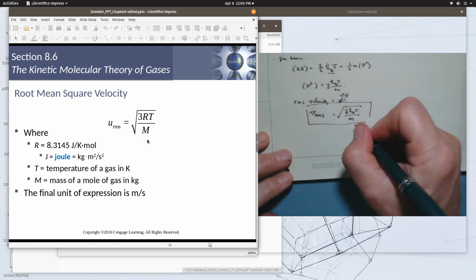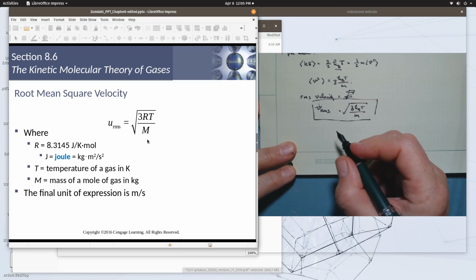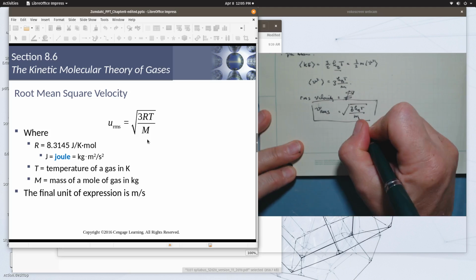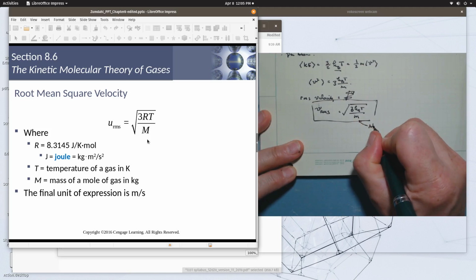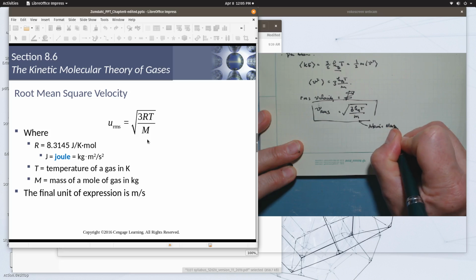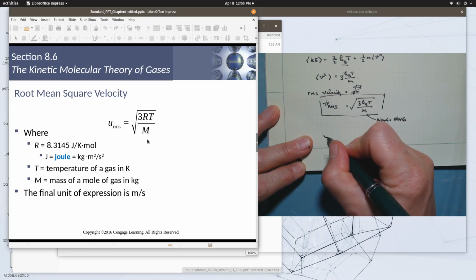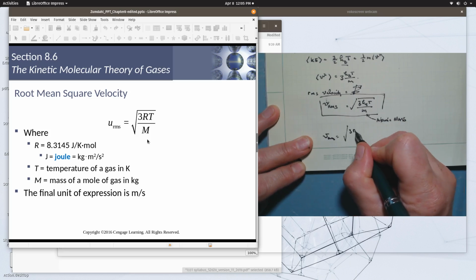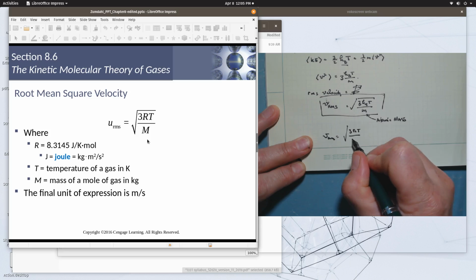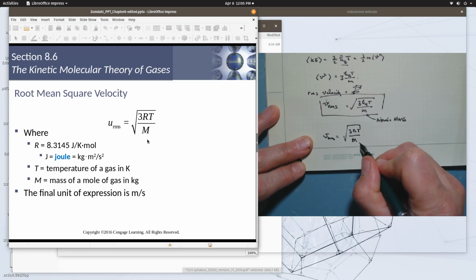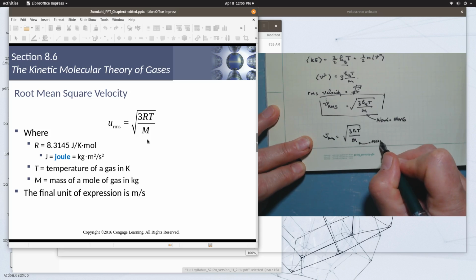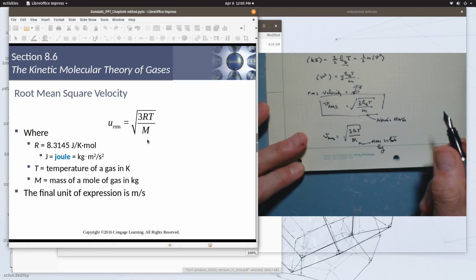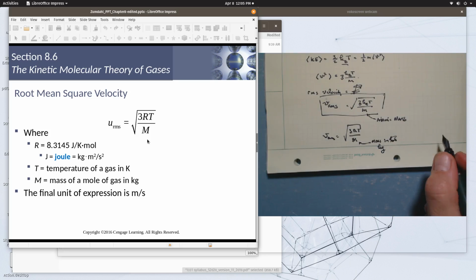If I were to do this in the way that it's given over here in the PowerPoint, this is the atomic mass. If I did this in terms of the molar mass, the RMS is the square root of 3RT over the molar mass. This is now the mass in kilograms. Okay, the molar mass in kilograms, the mass of 1 mole in kilograms.